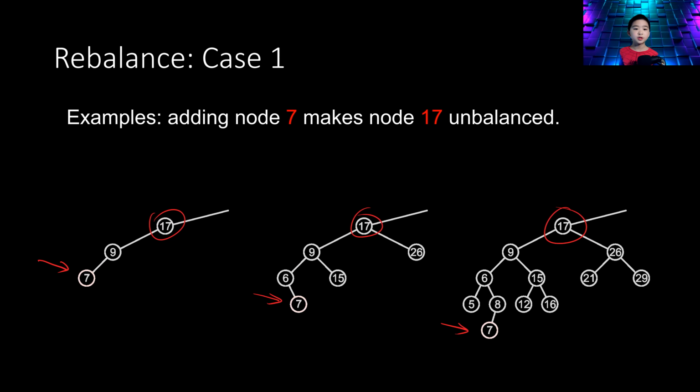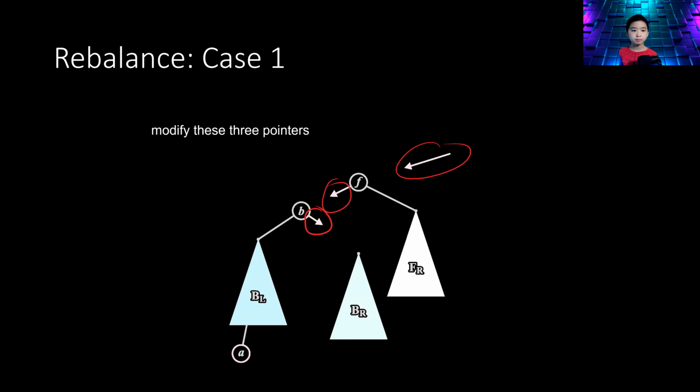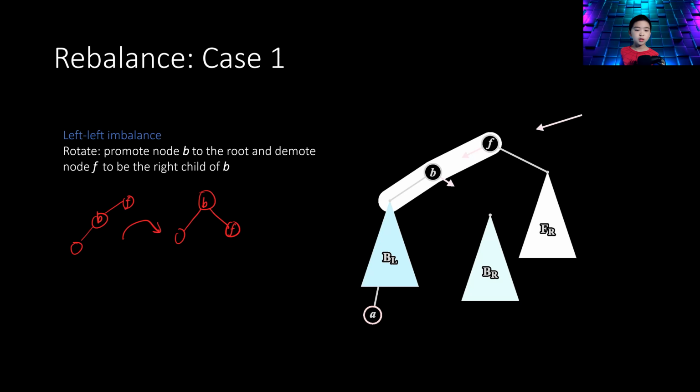Using the template, the triangle can be a subtree with 0 nodes, 1 node, or more, as shown in these 3 examples respectively. By adding the new node 7, the tree becomes unbalanced at the node 17. Now let's see how we can rebalance it. First, we break apart those 3 pointers.